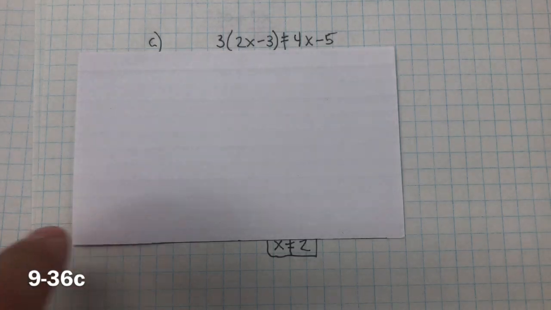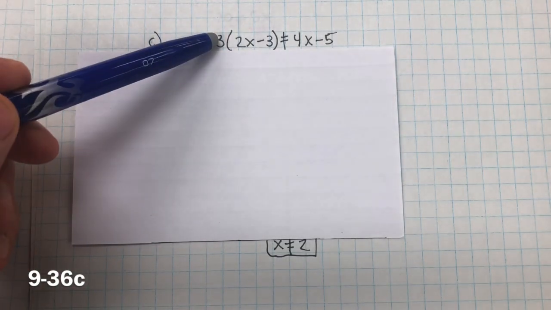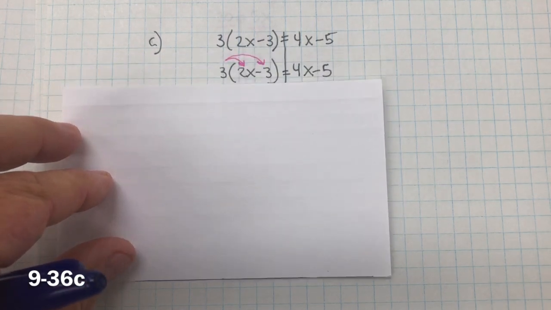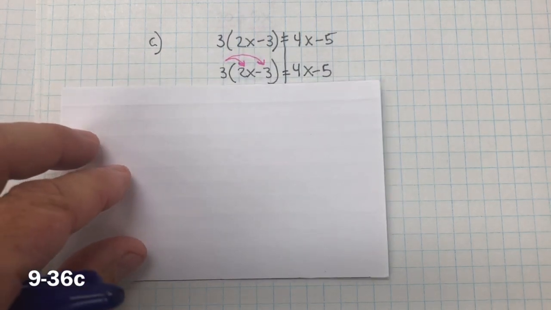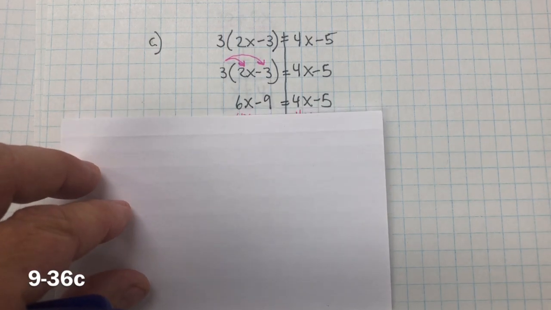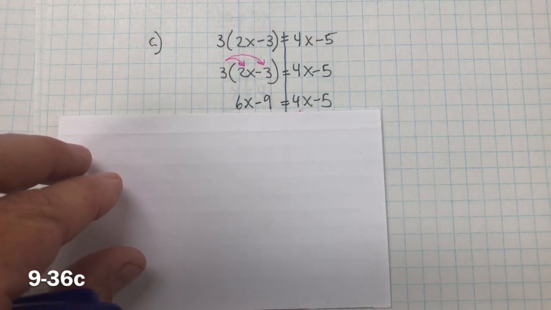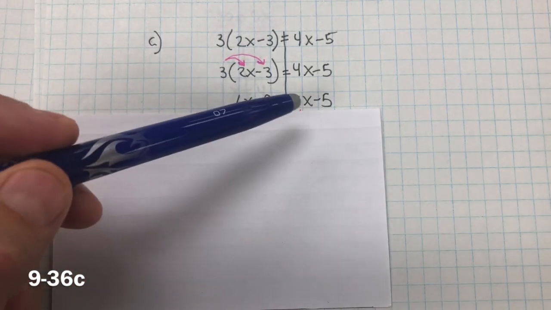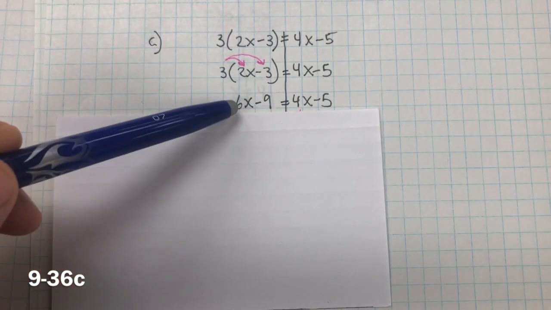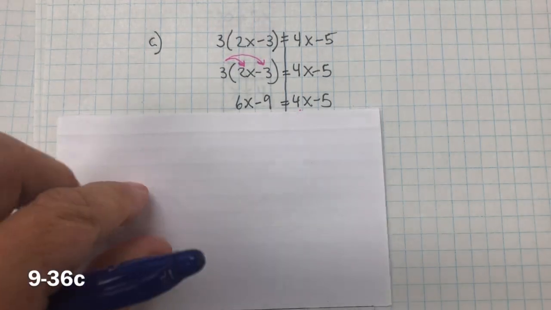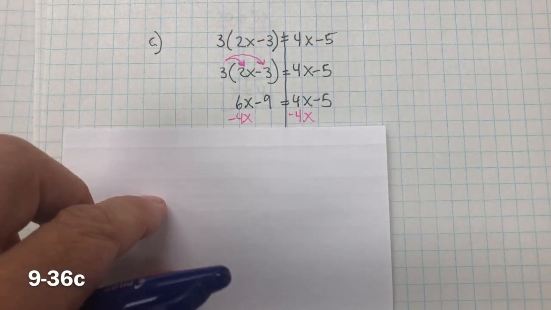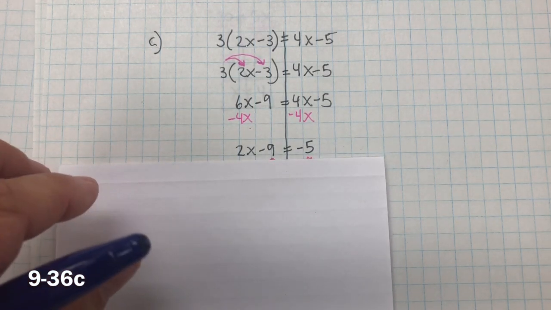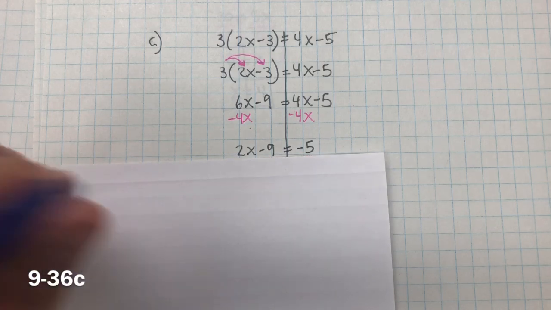For 936c, we have to distribute this 3. 3 multiplied by 2x and 3 multiplied by negative 3. So 3 multiplied by 2x is 6x. 3 multiplied by negative 3 is negative 9. I'm going to get the variable to the side that has a greater value. So I'm going to subtract 4x from both sides. And we have 2x minus 9 equals negative 5.